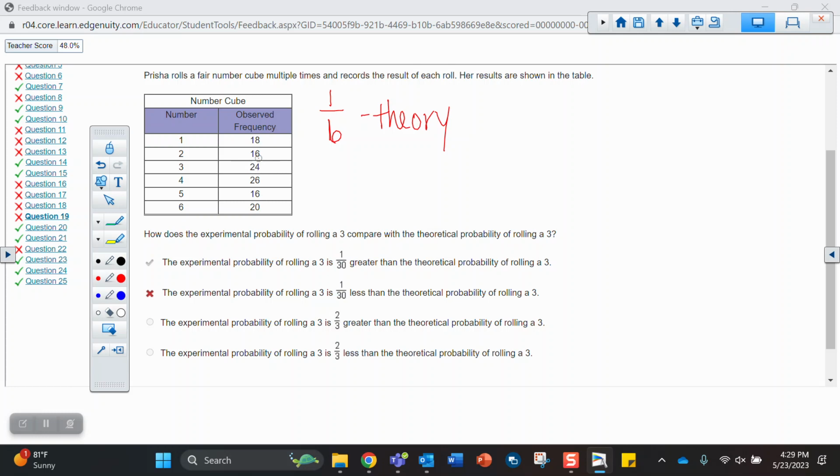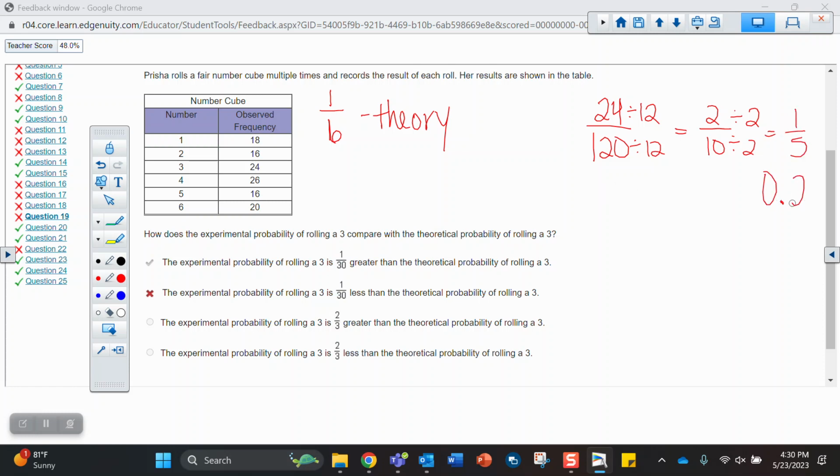But here we can see 24 out of, now we have to add up all those rolls because it doesn't tell us anywhere. So we have to add 18 plus 16 plus 24 plus 26 plus 16 plus 20. So out of 120 rolls, 24 times it landed on a 3. So if we divide the top and the bottom by 12, 12 goes into both of these numbers. It's 2 over 10. And we can divide the top and the bottom by 2. I'm just trying to reduce the fractions, and we get 1/5.